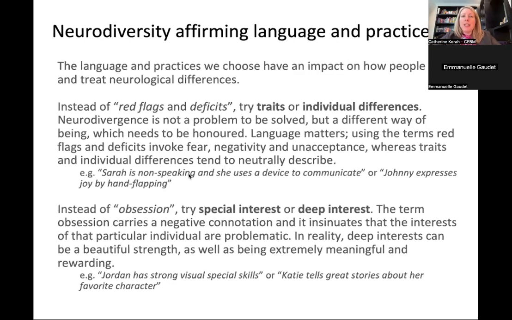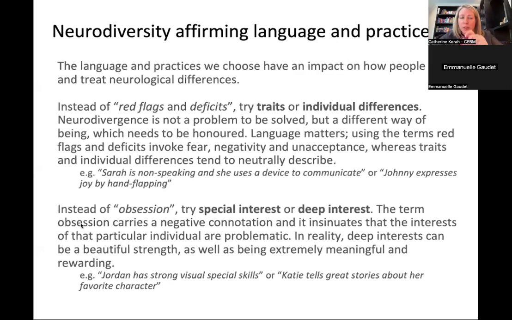And so rather than a negative framing, we can say Sarah is non-speaking and she uses a device to communicate. We're just stating it as a matter of fact. Or an example would be Johnny expresses joy by hand flapping. We who are neurotypical, when we're really excited about something, do have physiological reactions to that excitement. So Johnny, who is autistic, may be using hand flapping more often, but it doesn't mean that there isn't a purpose behind the hand flapping.